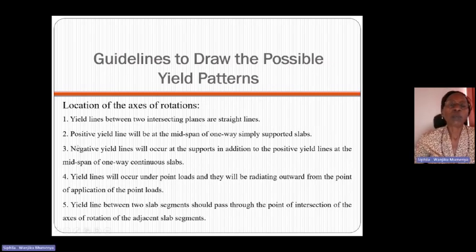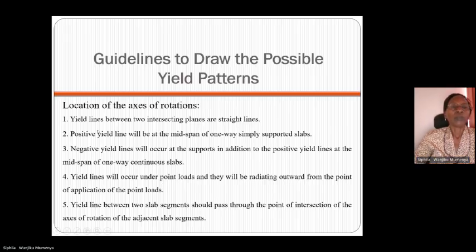Now, the guidelines to draw the possible yield patterns. You remember in the simply supported and the clamped slab, we just assumed, because we happen to know the bending moment diagram and the positions of the maximum moment. And of course, then we know that's the areas that you yield first. But we need to have guidelines.